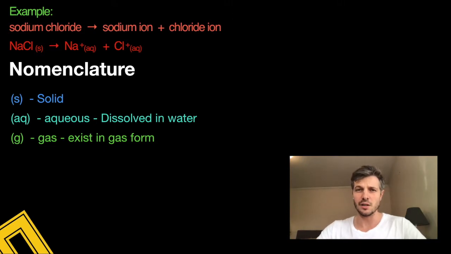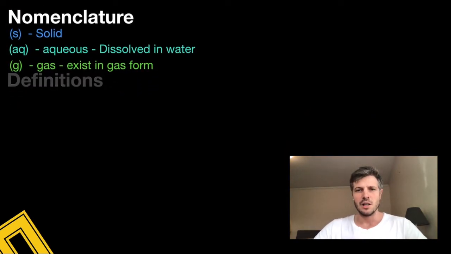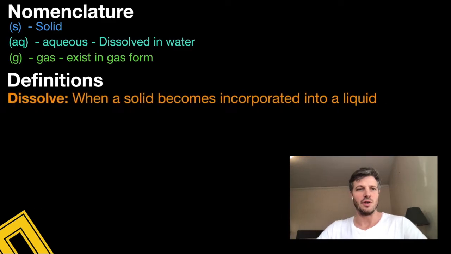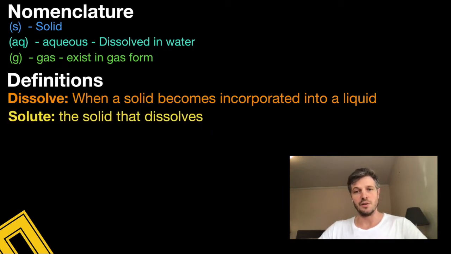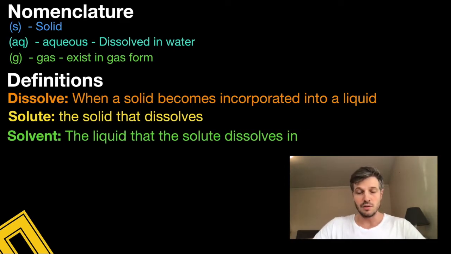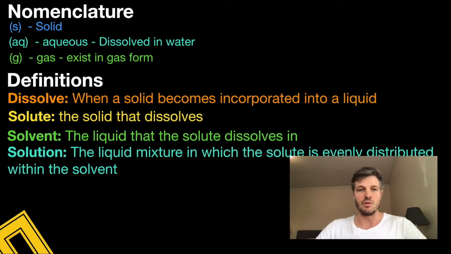Now, with solubility, we need a couple of key terms here to describe what's going on. So our first one is this idea of dissolve, which we all know. It's when a solid becomes incorporated into a liquid. We're all comfortable with this one. Solute is the solid that dissolves. So in the previous example we looked at, NaCl was the solute. The solvent is the liquid that the solute dissolves in. So in that case it was the water. And the solution is that mixture of the two.